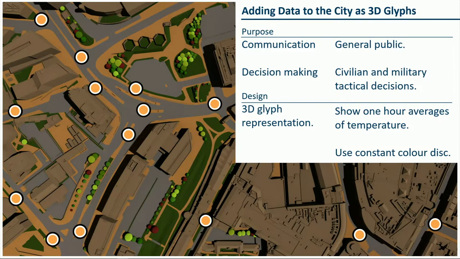Each of these glyphs, these circle target shapes, are 3D pins on the map, you'll see in a minute. And they show, in this image, 1 hour averages of temperature across the city. The constant color in the disk is usually related to the temperature.